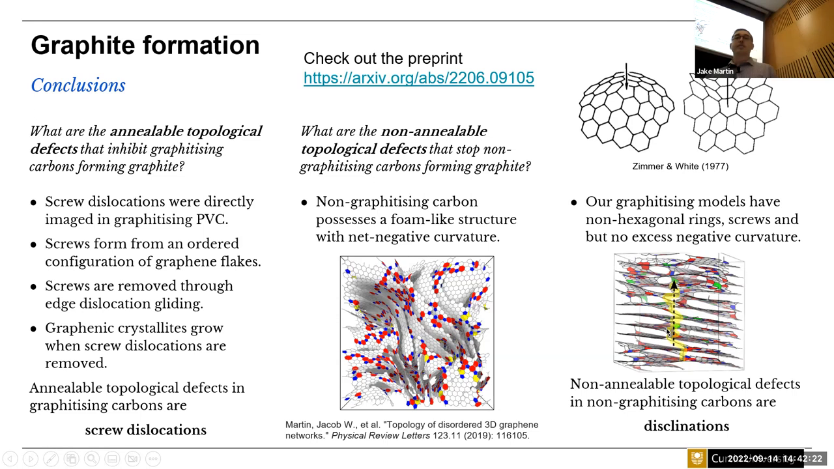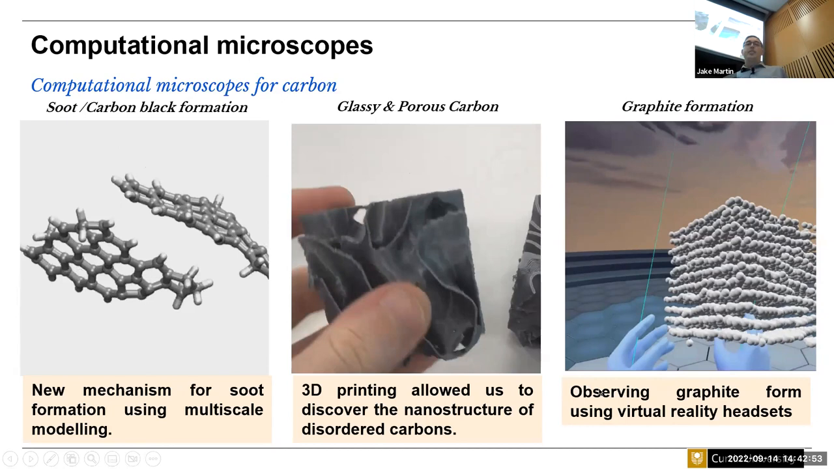And that's a region that's a non-developable or non-flattened piece of graphene, you can't flatten it. Turns out that the non-graphitizing carbons have got these saddle-shaped structures in them, which are very hard to get rid of. You actually have to climb it out. So it's hard to get rid of that defect. So anyway, that's kind of the last thing. The last thing I showed you here was observing graphite form using these virtual reality headsets.